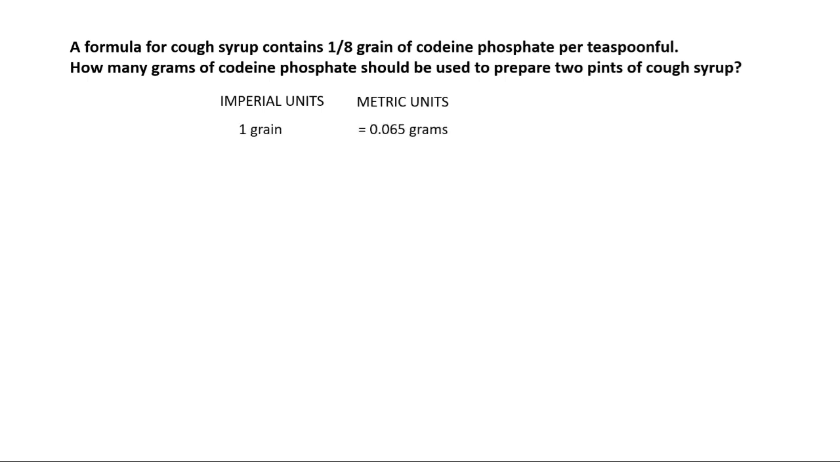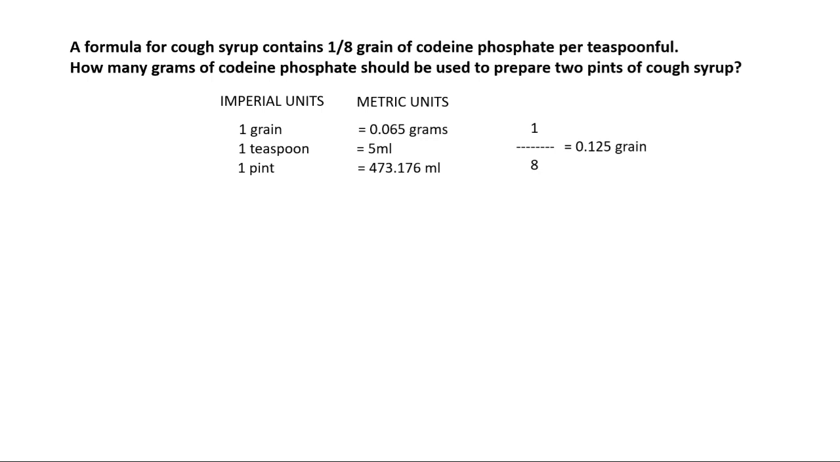1 grain equals 0.065 grams. 1 teaspoon equals 5 milliliters. 1 pint equals 473.176 milliliters. Also, let's change 1/8 into decimal by dividing: 1/8 is equal to 0.125. This way, we can easily calculate the problem. Now, we're ready to solve the main problem.